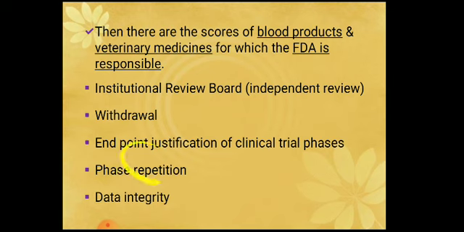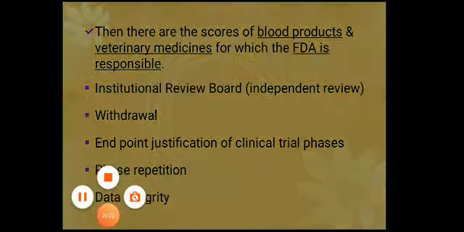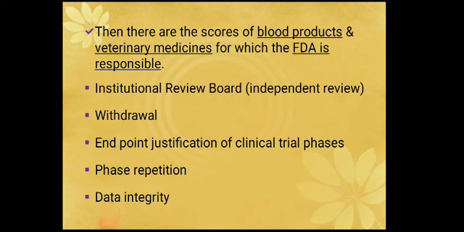Sometimes it is needed to go for repetition of specific phases. If the study results are not satisfactory, at that time you can opt for phase repetition. And go for data integrity. You have to collect all the results of the studies so that you can make certain conclusions over the use of the drugs, whether it can be finalized for application or used as a general drug. General use is possible or not.